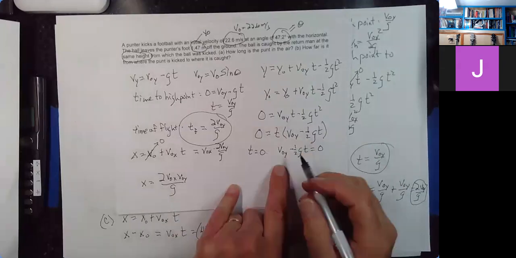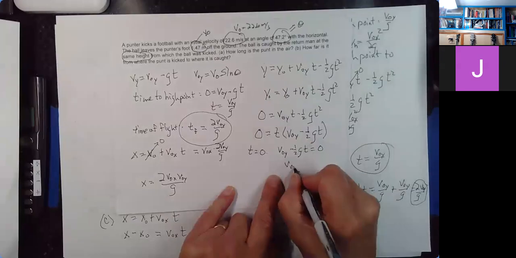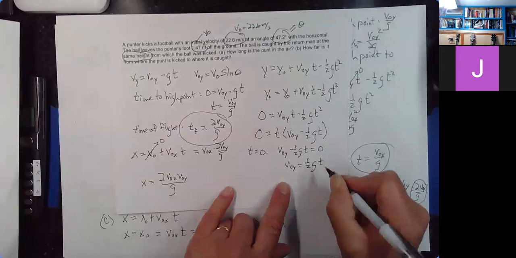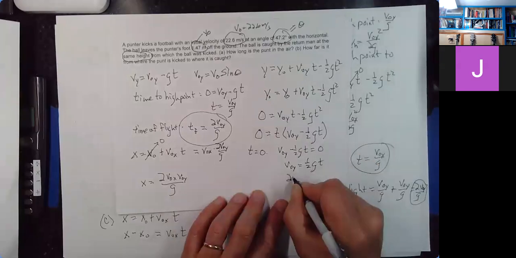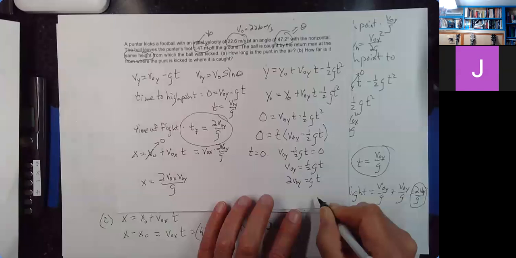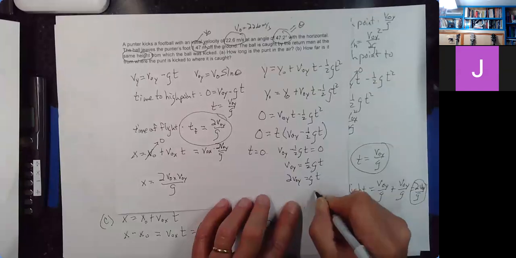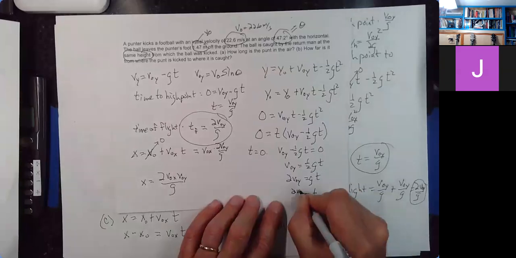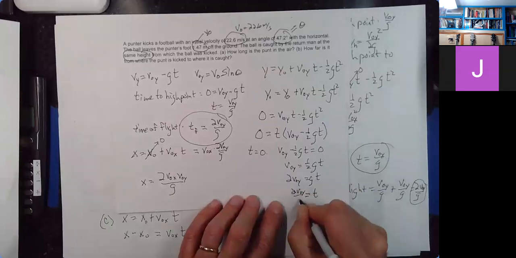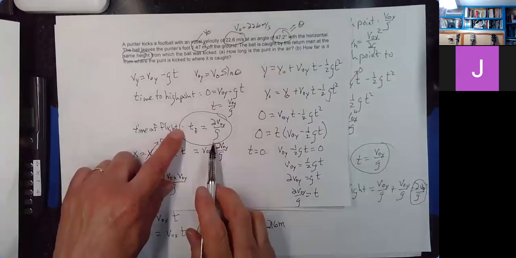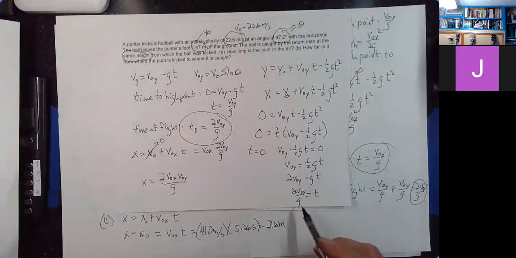And kick that across. V naught y equals 1/2 g t. Multiply both sides by 2. You get 2 v naught y equals g t. Divide by g. And you get t is equal to, this is the time of flight now, 2 v naught y over g. Hey, we knew that from before. But that's another way to get it. So that shows up there.